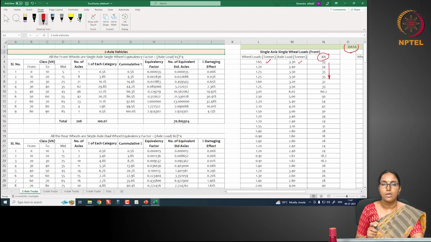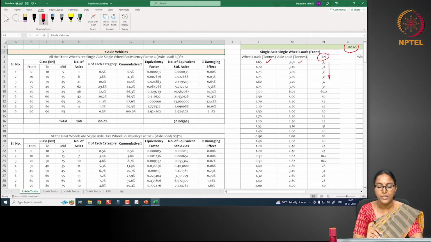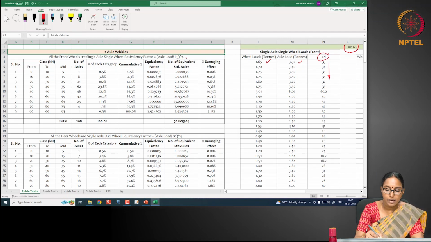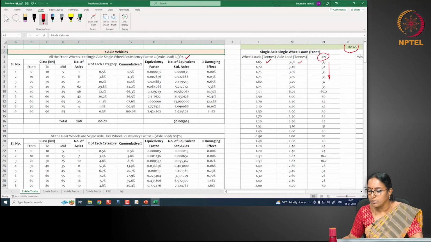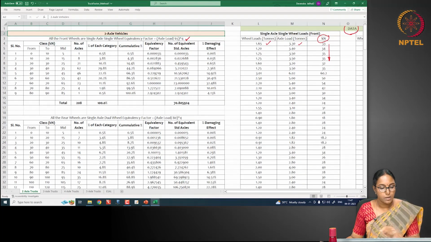So for that, the equivalency factor is 65 kilonewton, or I mean not the equivalency factor, the standard axle load is taken as 65 kilonewton, and the equivalency factor can be computed as the axle load divided by 65 raised to 4, as you have seen it is written on this. Let me just zoom it a little bit.